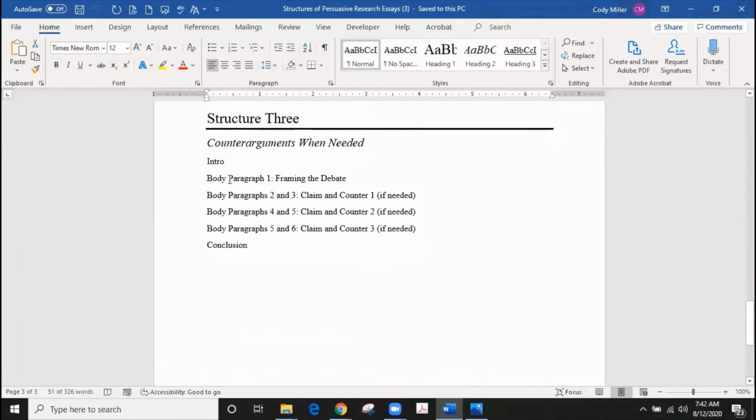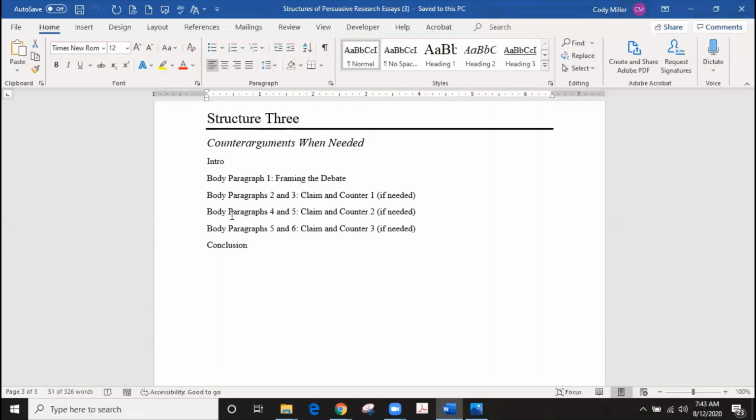Structure 3 basically puts those together, right? It doesn't follow that structure of here's the counter argument and then here's my claim with 2 body paragraphs, but instead it tends to add those counter arguments in when needed. So you focus on your own claim, and then if you do have a strong counter argument for any of your main claims, you want to make sure that you include that, and you want to make sure that you refute it at the same time. In this structure, you may find that some of your body paragraphs are shorter, some of your body paragraphs are longer, and that's completely acceptable.